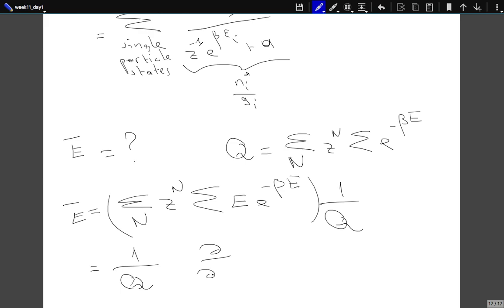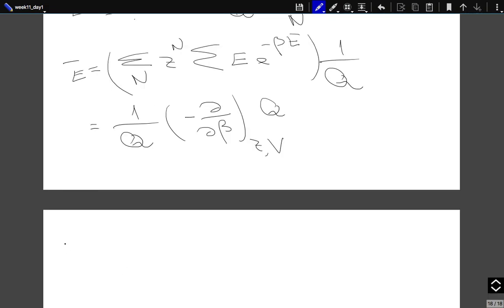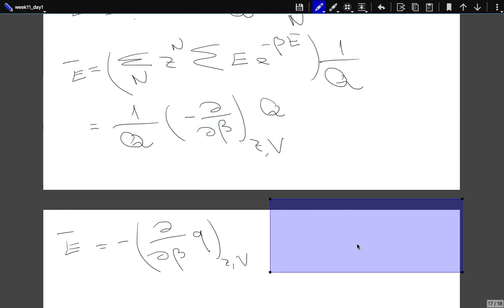If I take the derivative with respect to beta, with a minus sign, it just brings down this factor E. Of course, when I'm taking this derivative, I need to keep z constant and V constant, because I'm not taking the derivative of Qn. The average energy E is minus the derivative with respect to beta of the Q potential at constant z and V. This was the Q potential.